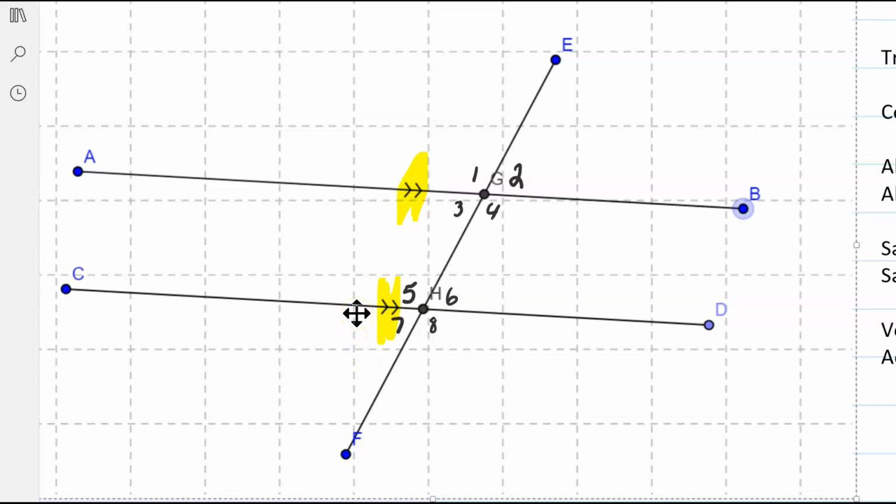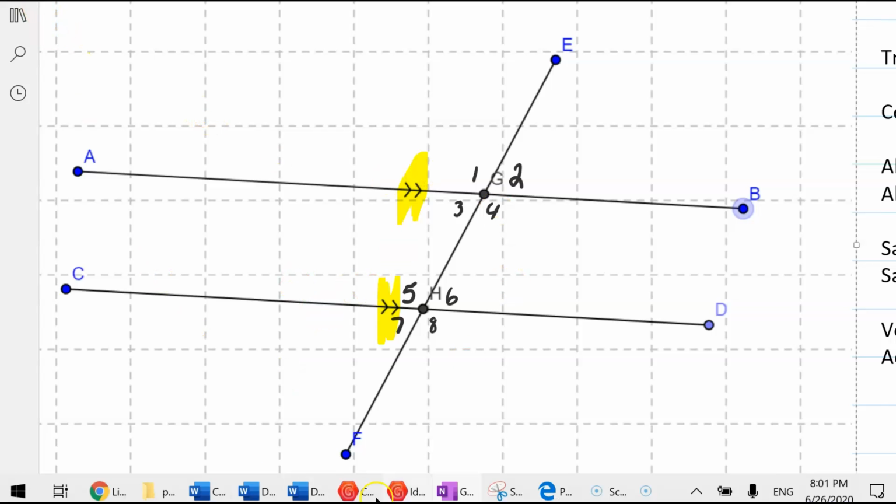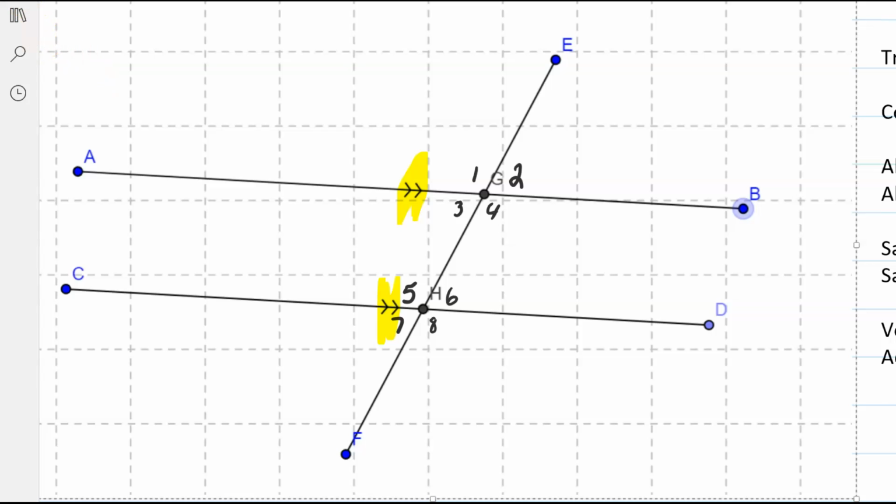So I don't want to start with just that. Our goal today is to see if there's some kind of pattern, some kind of relationship between all of the measures of these angles, and to see how that can help us in the real world. First, I want to see what happens when those lines aren't parallel. So I'm going to go to another little applet.